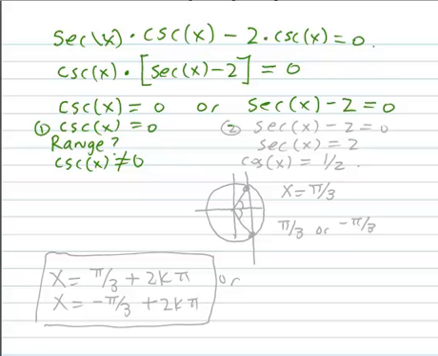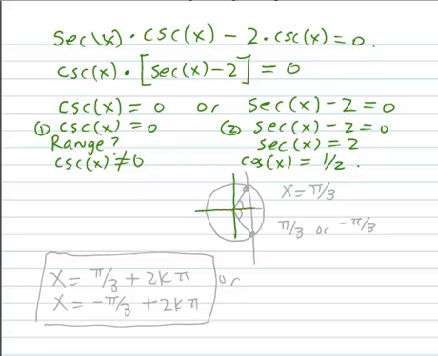For the second equation, we have secant of x minus 2 equal to 0. That gives us secant of x is equal to 2. From here we want to transform this equation into one involving cosine. So we have cosine of x is equal to 1/2. Remember that the secant is 1 divided by the cosine.